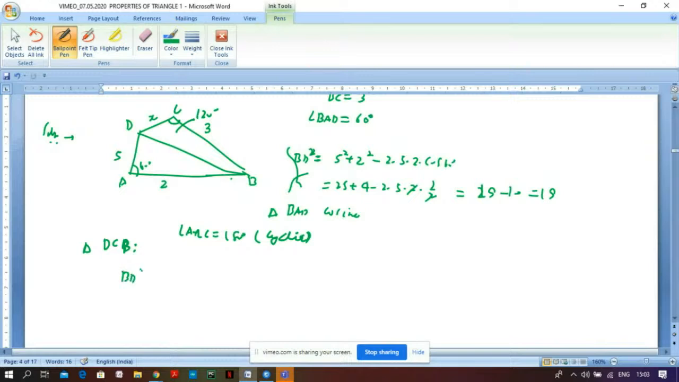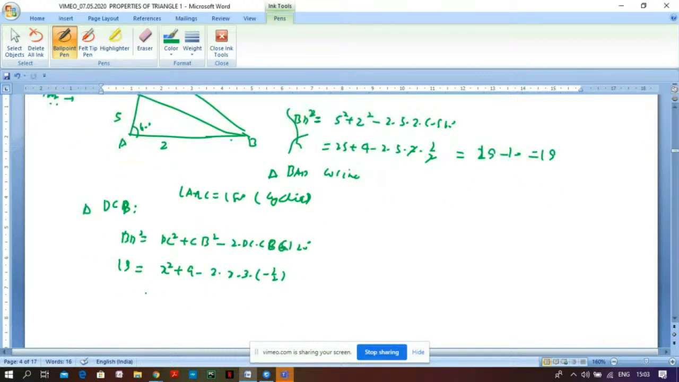So we'll apply BD squared is DC squared plus CB squared minus 2 times DC times CB times cos 120 degrees. So that is 19, given. DC squared is x squared, as I've assumed, plus CB, the given third side, that is 3, squared is 9. So x squared plus 9 minus 2 times DC, that is x, times 3 times cos 120. Cos 120 is minus 1 over 2. And so you are getting x squared plus 9, and this is plus, so you are getting plus 3x.